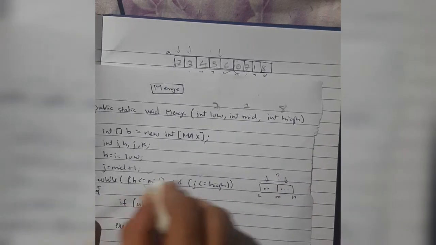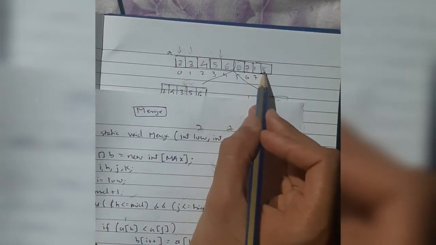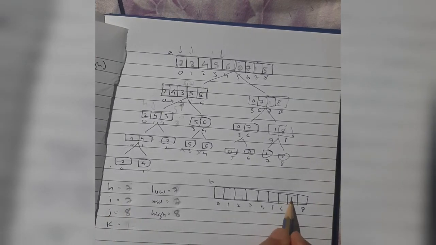Then if a of h is less than a of j, what is a of h? A of h means a of 7. What is a of 7? A of 7 is 1. Is 1 less than a of j? A of j means a of 8. A of 8 is 8. Is 1 less than 8? True. Then copy the value of a of h, since it's less, into b of I. What is b of I? B of 7. B of 7 will have a of h, which is 1.